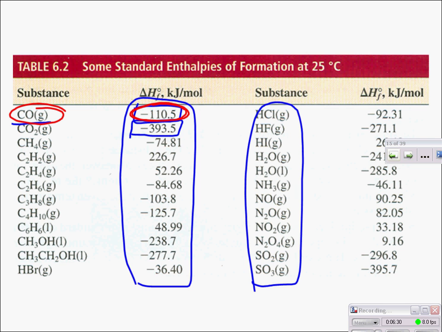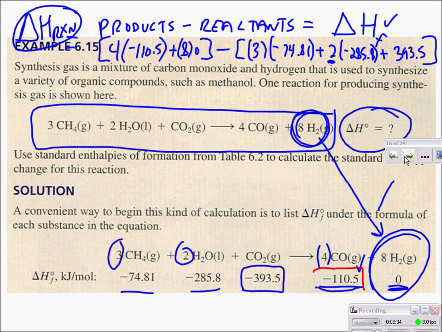So I come back over to my table and I pop in 110 underneath here. The coefficient of this is 4. Remember, we're doing products minus reactants. So when you do delta H, I take all the products and total them. So I'm going to take 4 times the negative 110 and place it right there. 8 times the 0 goes right there, and all my products are done.